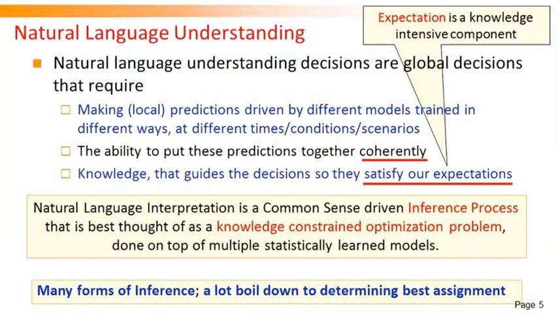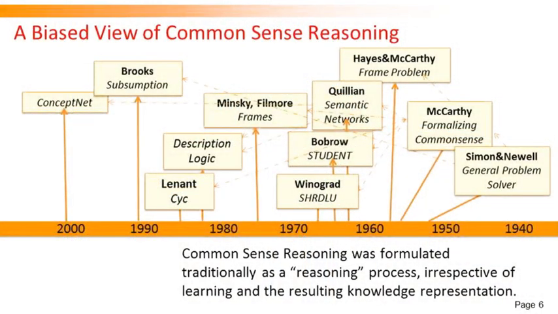So one small caveat is that, of course, inference itself is a loaded word. There are many forms of inference, and I'm not going to touch all of them. But a lot of them boil down to determining the best assignment to a collection of variables that we care about, and this is going to be my running definition and my interest in the next few minutes. Of course, I'm not the first one thinking about common sense reasoning as this kind of global inference task. There has been work over the last 50, 60 years. Many good people contributed a lot of important thoughts to this line of work.